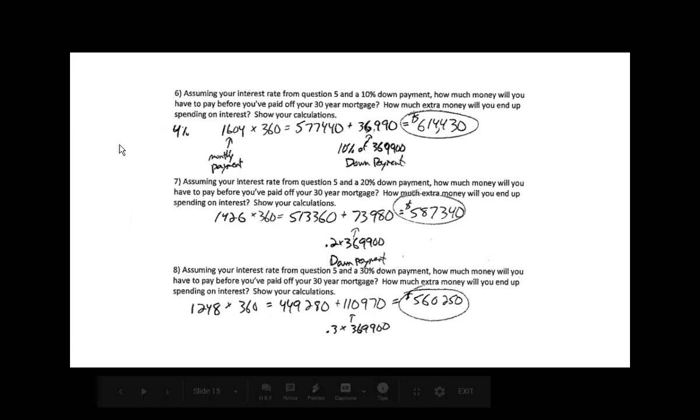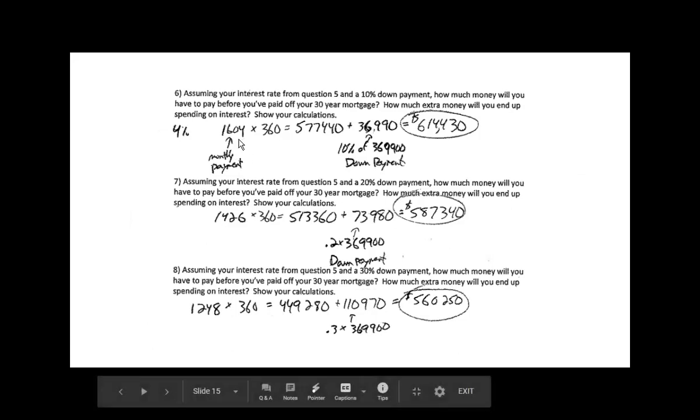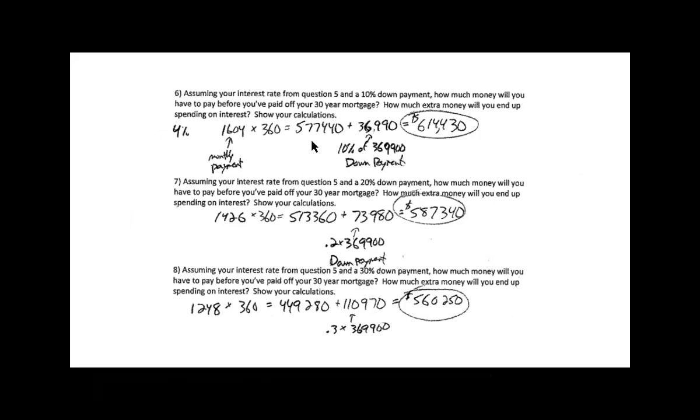Now, what you're going to notice is, as we did before, we're multiplying a monthly payment by the number of monthly payments, right? That's how we're getting this number here. But the thing that we got to add in is the down payment, because that money isn't going away. You still paid that money originally, right? So that's money you are taking out of your bank account and you are paying for this house. So we add that in at the end.